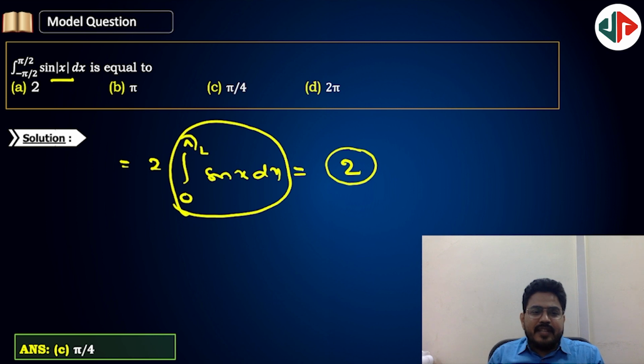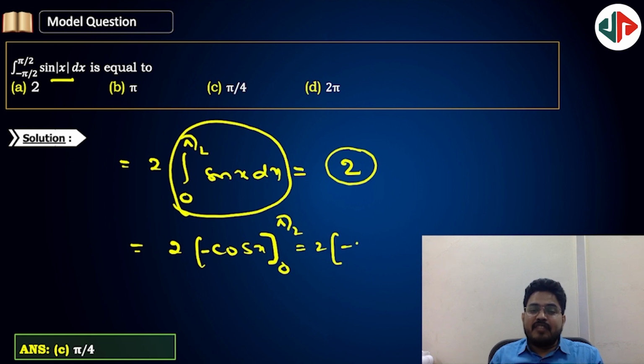No chance of getting this one. So 2 into integral sin x is minus cos x from 0 to pi by 2. So 2 times of minus 0 minus of plus 1 will be there. 2 is the answer. This is not the answer.